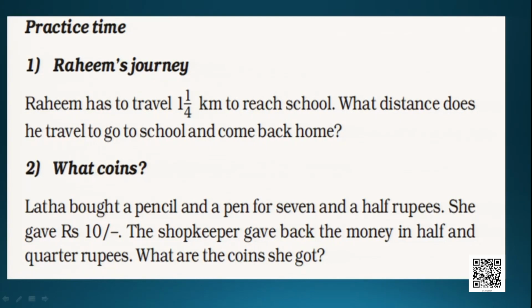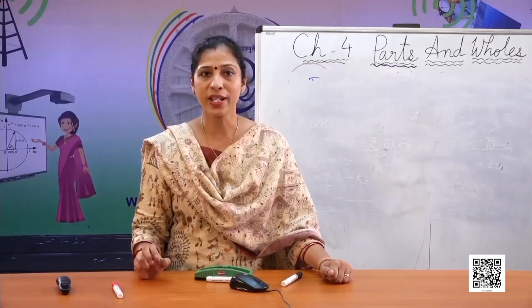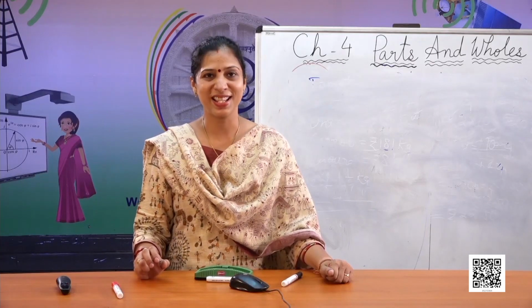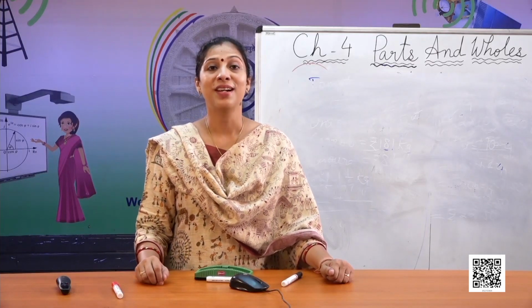Now Rahim has to travel 1/4 kilometer to reach school. So what distance does he travel to go to school and come back home? Now if he is taking 1/4 kilometer of distance from home to school, again he has to travel that much distance to come back home, isn't it? So what do we have to do? Yes children, we have to add it.